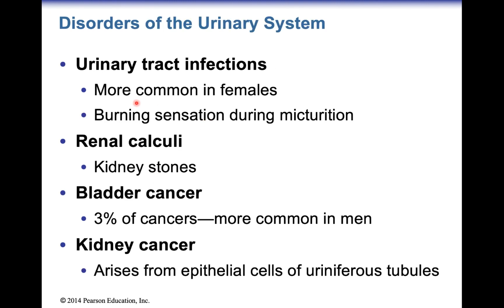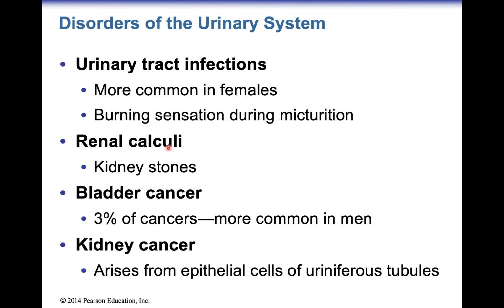So some disorders of the urinary system, UTIs. These are very common in females because the female urethra is so short. It's not a very long distance for bacteria to make its way up to the bladder. For males, the bacteria would need to go about 20 centimeters before making it to the bladder, and so they don't get them very often.